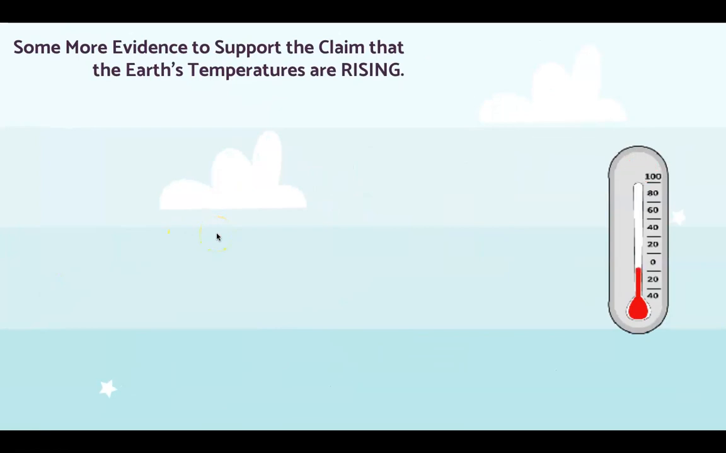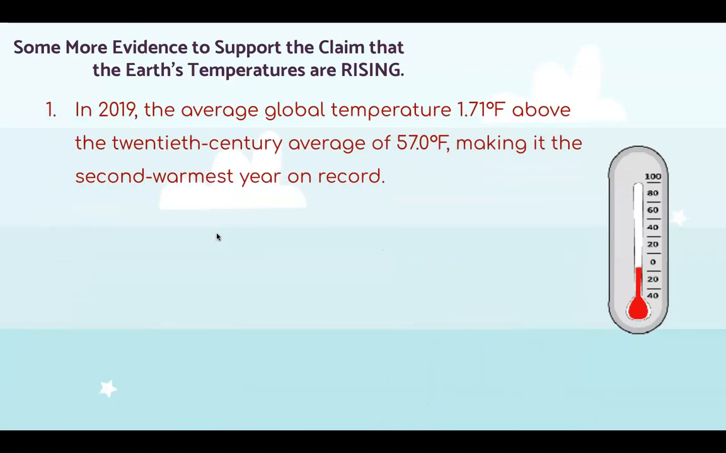So I just showed you a whole bunch of data that shows the temperature's rising. Well, what are some more facts that support this claim that the Earth's temperature is rising? Like we said, in 2019, the average global temperature was 1.7 degrees above the 20th century average of 57 degrees, making it the second warmest year on record.